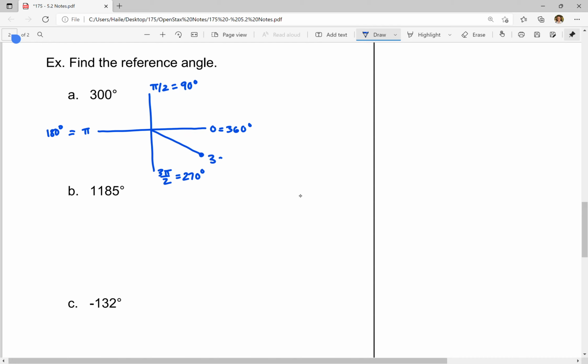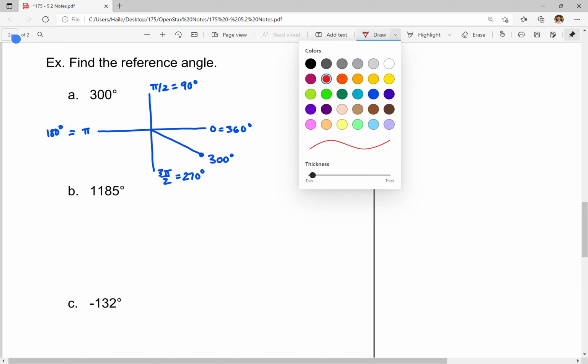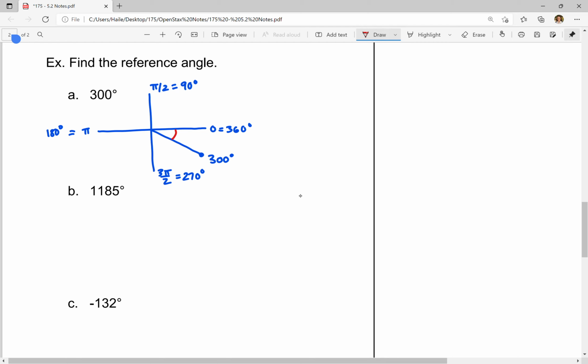And it's not really important that you have the line in exactly the right place as long as it's in the right quadrant to give you the idea of whether it's positive or negative. Okay, so 300 degrees falls in quadrant 4. And so our reference angle is going to be between that line and the x-axis. So this will be alpha. So if we think about what's the angle between 300 and 360, well, that would just be 60 degrees. So sometimes these are a little bit easier to think about because we're not dealing with fractions typically.